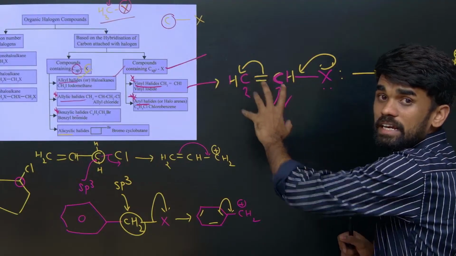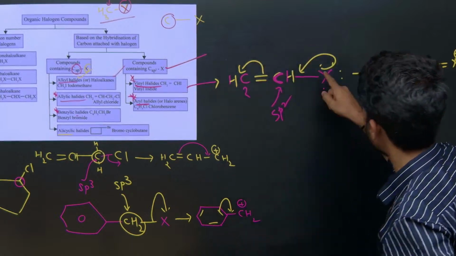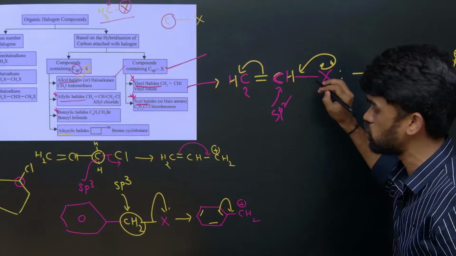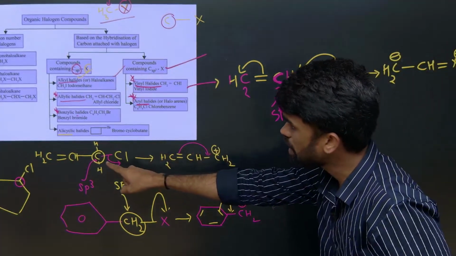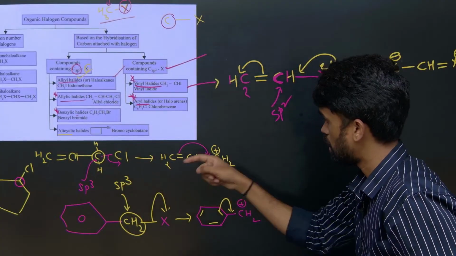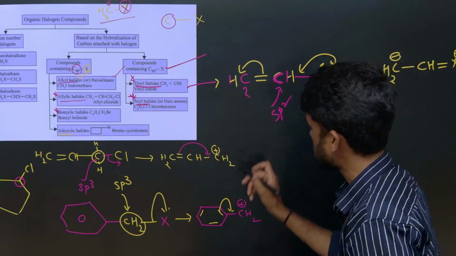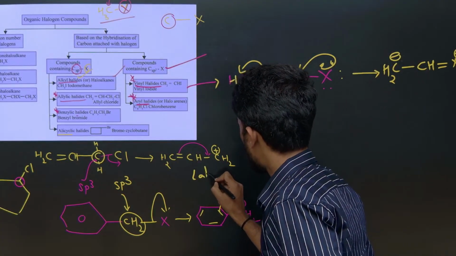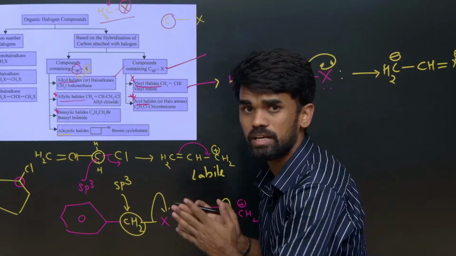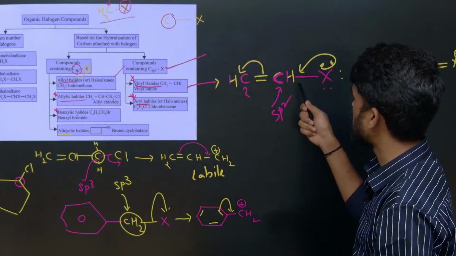What I am saying, inert. Inert means it will not show reactions. Why will it not show reactions? Because the lone pair electrons of halogen are involved in the conjugation. Whereas in the case of the allylic position, the halogen will be easily removed, and the resulting carbocation is stabilized by conjugation. So I can say this is labile. What do we mean by labile halogen compounds? They get involved in chemical reactions easily, but I am saying this is an inert compound.